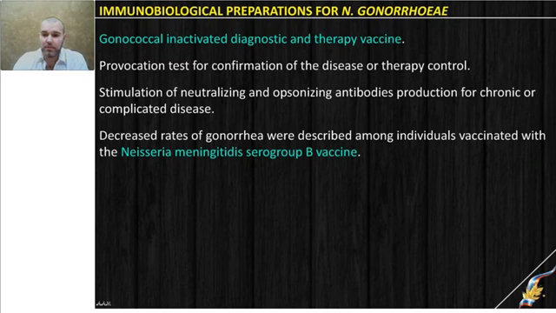We have a vaccine for Neisseria gonorrhoeae, but as I said, it's not a preventive vaccine. That vaccine is almost not used nowadays. In previous decades it was used for diagnosis of chronic cases of gonorrhea. We call it the provocation test. With chronic gonorrhea, the main problem is that people have no symptoms.